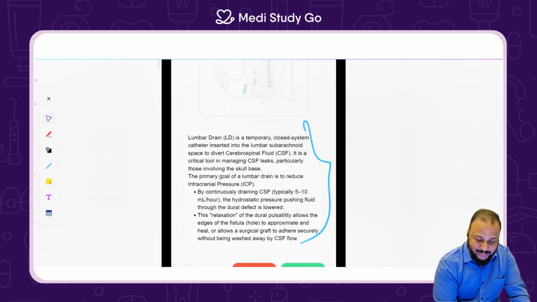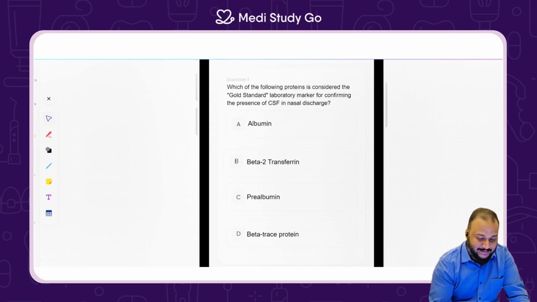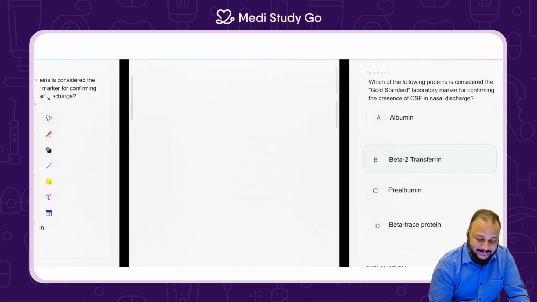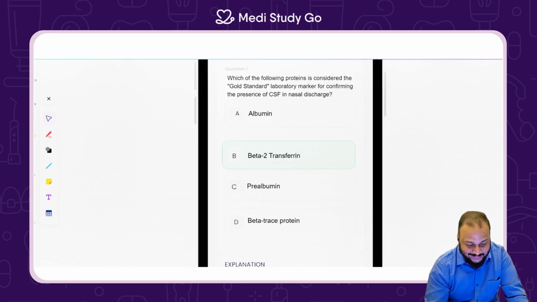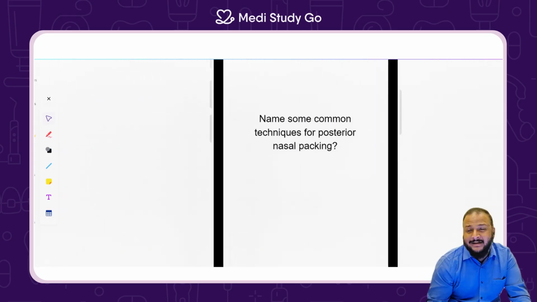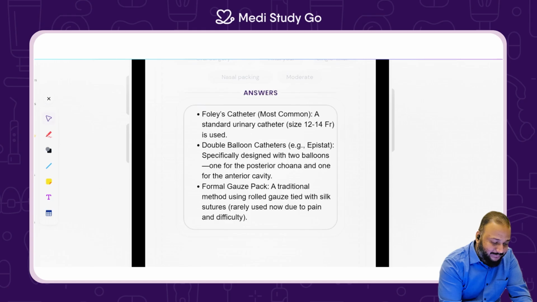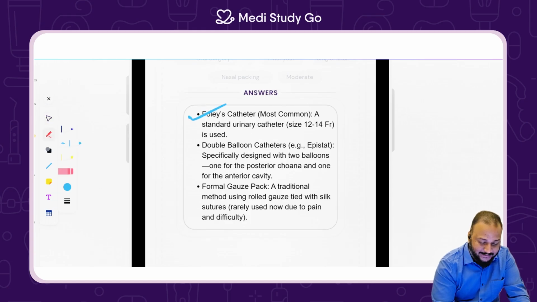All right, the next question, it's an MCQ. Which of the following proteins is considered the gold standard lab marker for confirming the presence of CSF in a nasal discharge? Of course, we all know it is the beta 2 transferrin, which is only found in the CSF and not in the nasal secretions. Now the next question, name some common techniques for posterior nasal packing. As already discussed, double balloon catheter is there, Foley's catheter is there, all right, and a formal gauze pack is here right for you. Foley's catheter, double balloon, and a formal gauze pack right here for us.